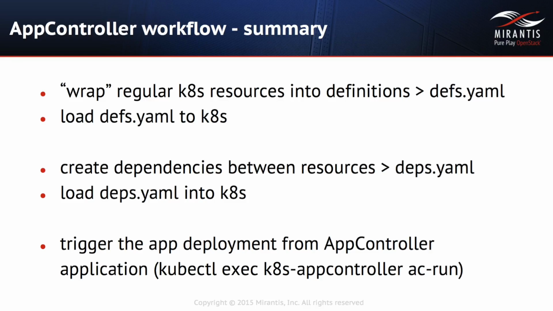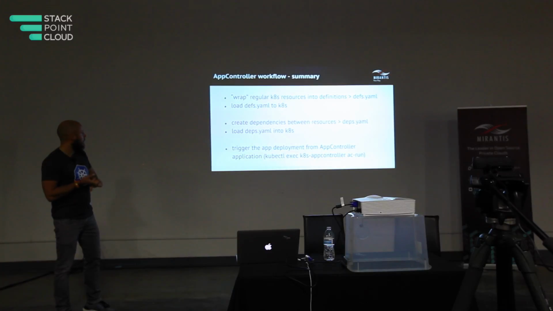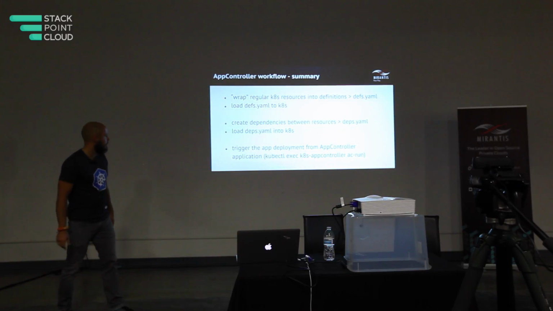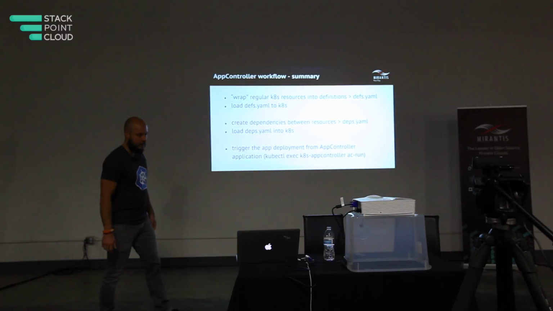So just to recap the full workload. First, we create the nodes in the graph, which are definition objects. And we load these into Kubernetes. Nothing gets provisioned at this stage. We create dependencies. We load them to Kubernetes. Nothing gets provisioned yet, but the full graph is in place. And then we trigger the graph deployment using the Kubernetes AppController application.